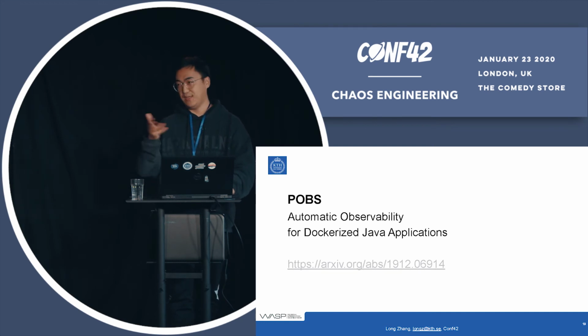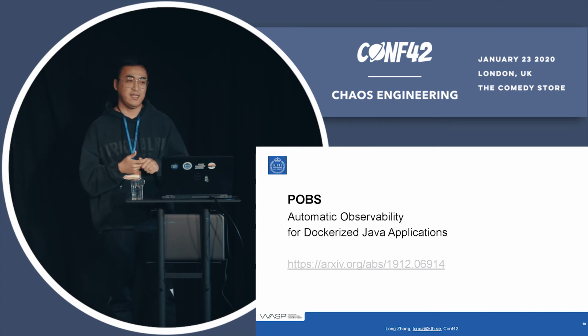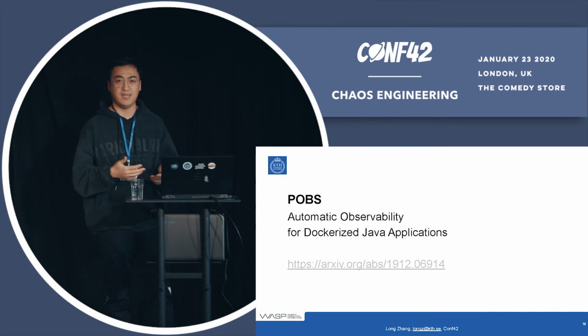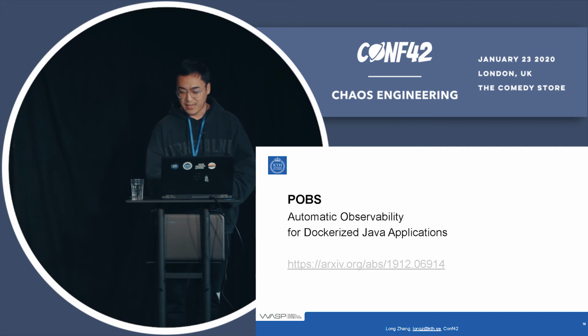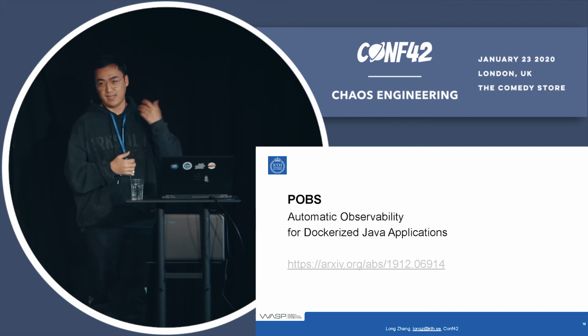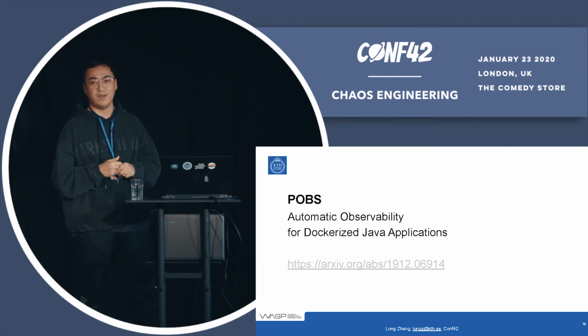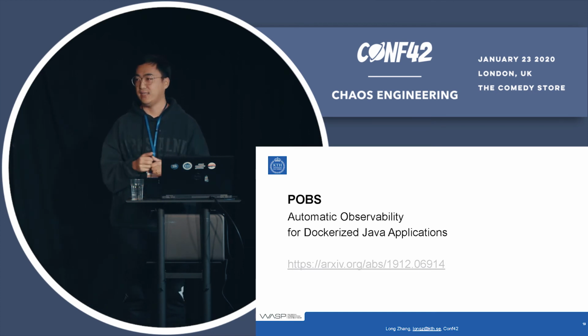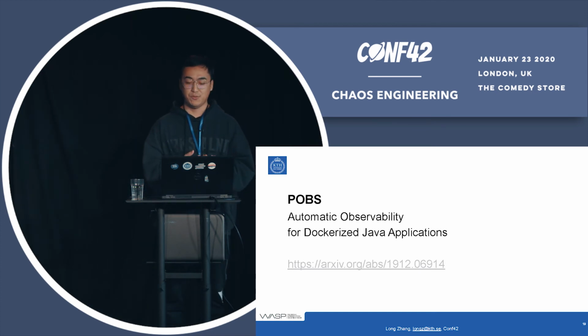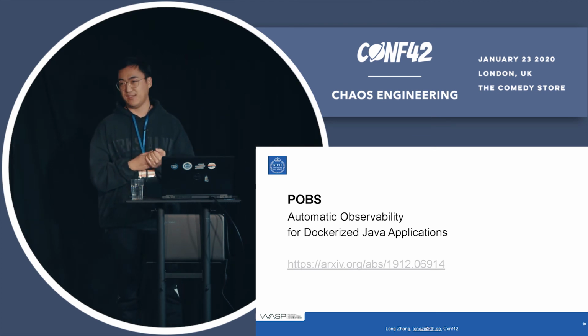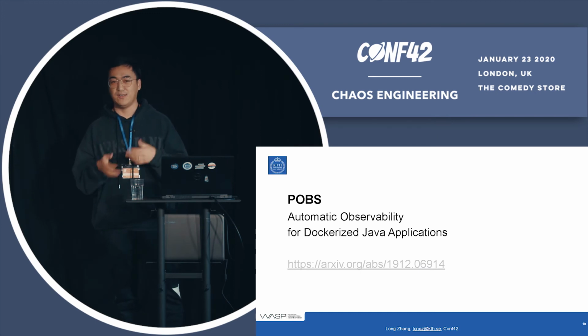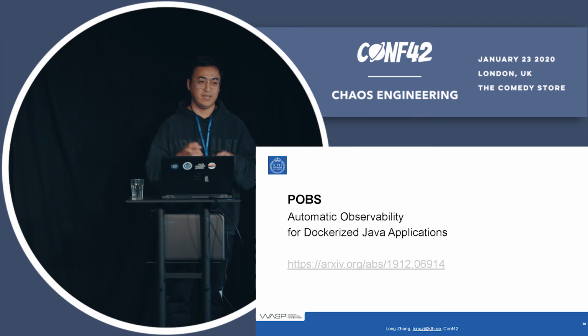But as you can see, there are lots of parameters, and it still feels tedious and complex to do these experiments. So that's why we also came up with some ideas about pipelines and automation tools. For POBS, it's automatic observability for Dockerized Java applications, because now Java developers also use lots of Docker, and it wraps their applications in a Docker image.